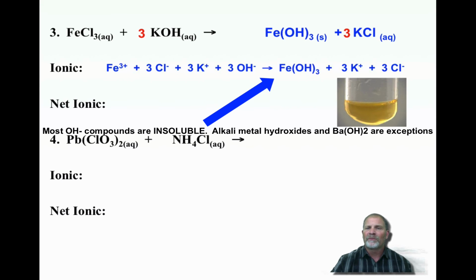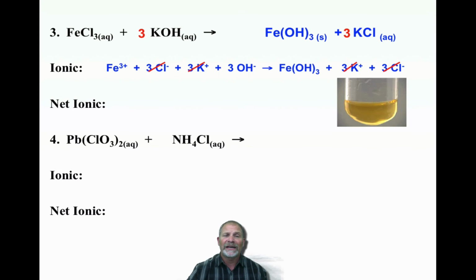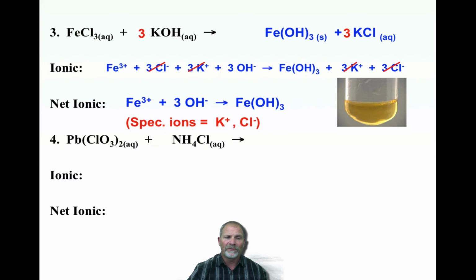And then I have potassium and my chloride. So my aqueous stripped down to the ionic. I get rid of my spectators, the cation and anion that show up on both sides, and it will be equally the same on both sides. And I'm left with iron 3 plus hydroxides yields ferric hydroxide. Again, chloride and potassium are your spectators.